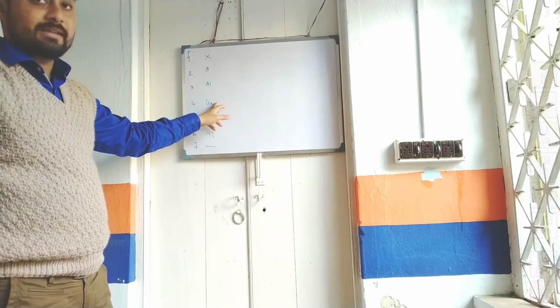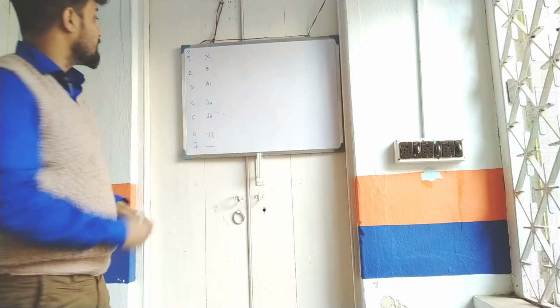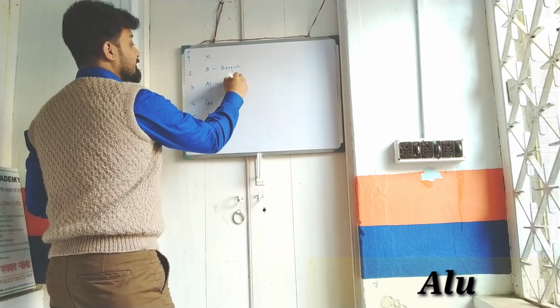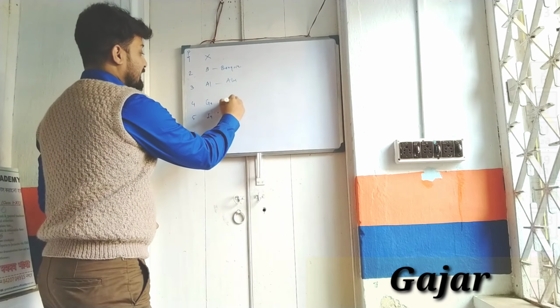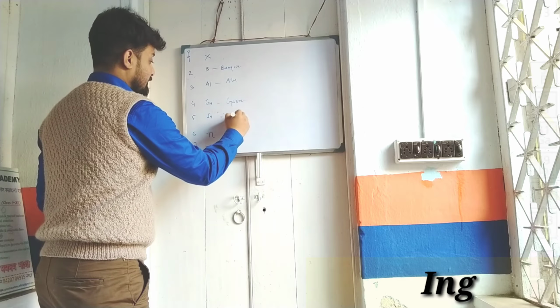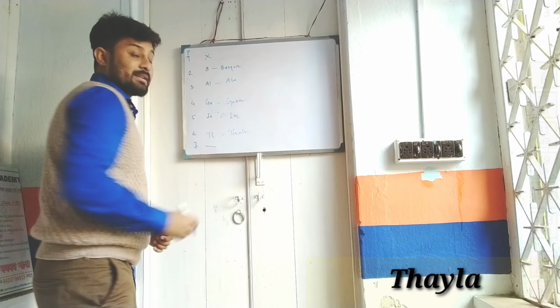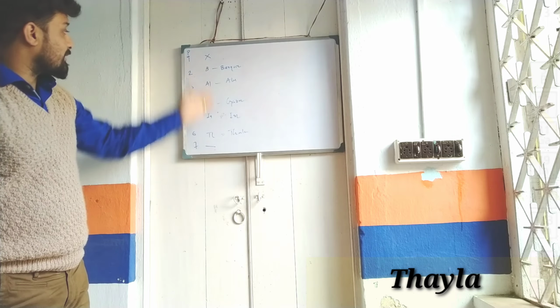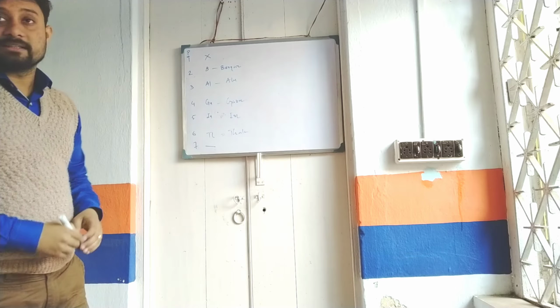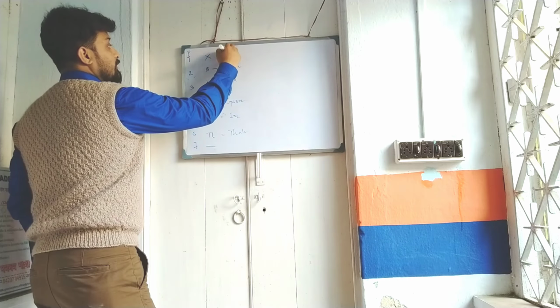Proceed to group 13. Boron, aluminium, gallium, indium and thallium. "Bengan, alu, gajar, in, thala." So that's how we can easily remember the 13th group.